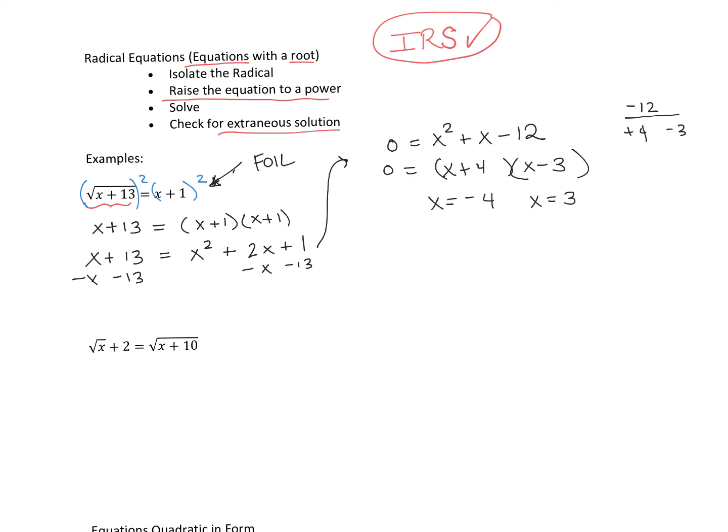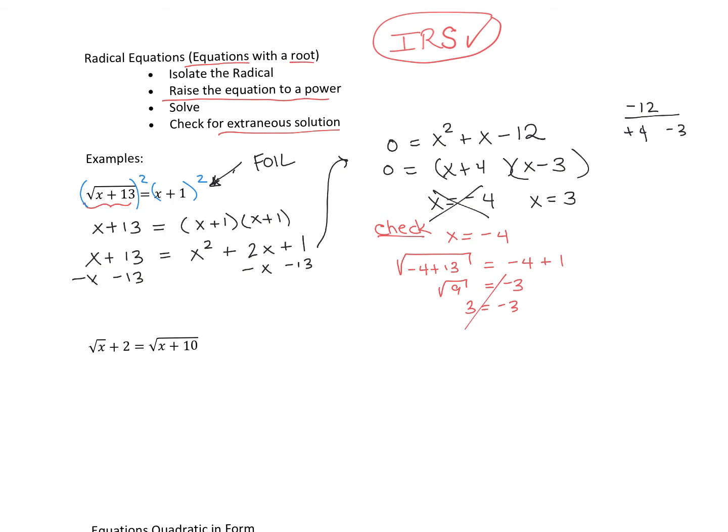Now don't forget, you're not done at this point. We have to check and make sure that these work. So I am going to write down what I'm doing here. I'm checking this, and I'm going to check x equals negative 4 and get the square root of negative 4 plus 13 equals negative 4 plus 1. So this is the square root of 9 equals negative 3, and so we get 3 equals negative 3. That does not work. So we're going to toss this first one.